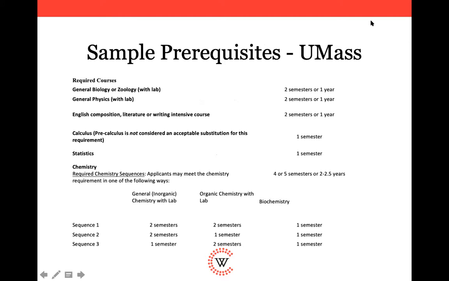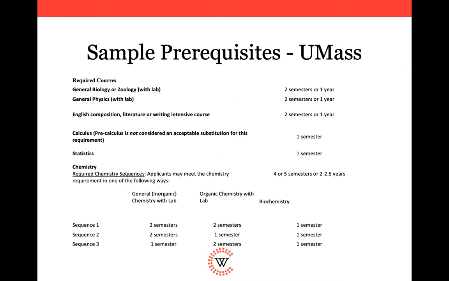So sample prerequisites for the University of Massachusetts. I just picked this sort of randomly. Their required courses are biology or zoology with lab. They want 2 semesters with lab, 2 semesters of general physics, English composition, literature, or writing intensive.